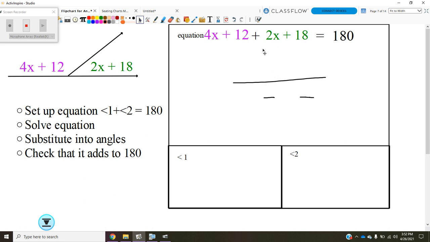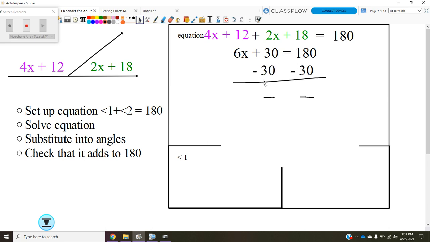So the first step is combine our like terms. So 6x plus 30. 6x comes from 4x and 2x. The 30 is from the plus 12 and the plus 18. And we carry down equals 180. Subtract 30 both sides. Divide by 6. And x equals 25.